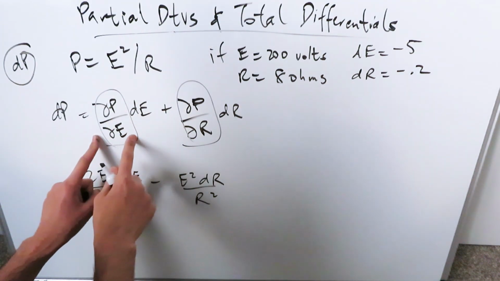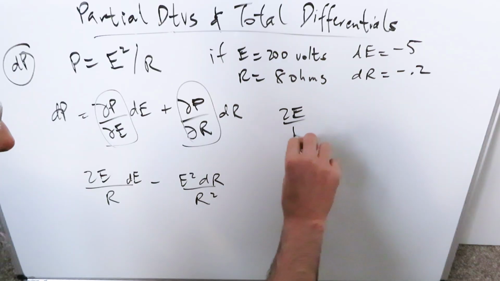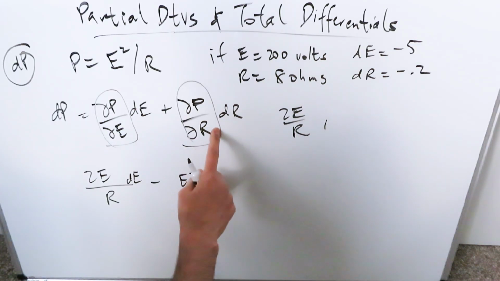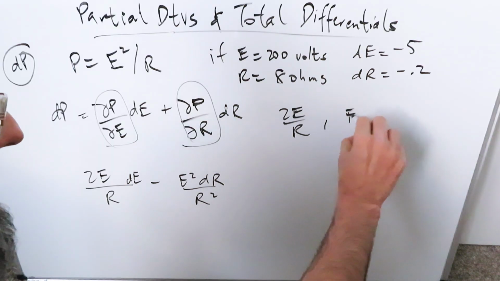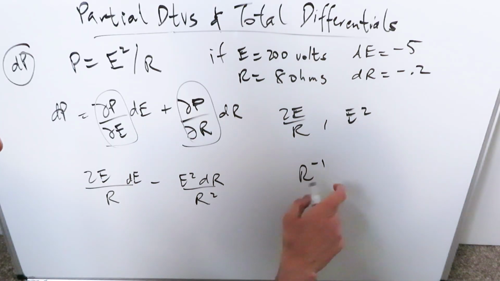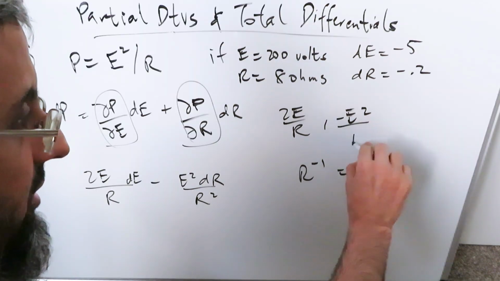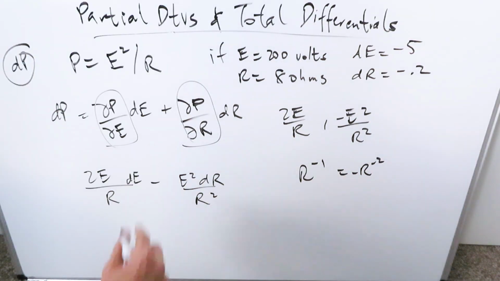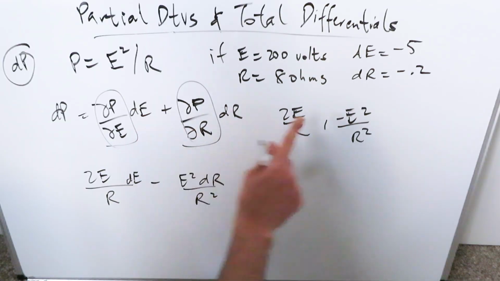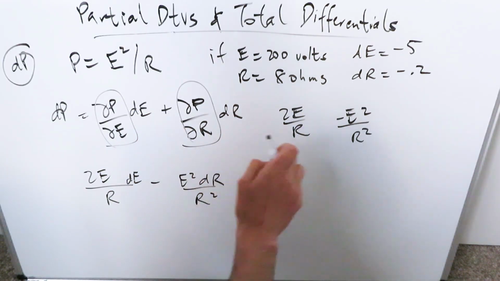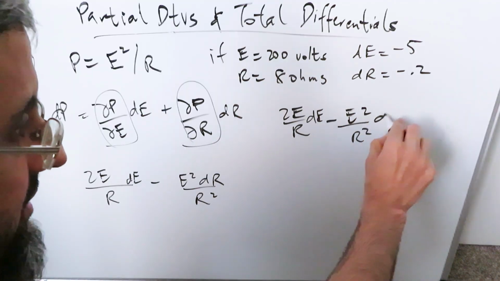The partial derivative with respect to the e variable, where r is treated as a constant, will be 2e over r. The partial derivative with respect to r, where e is treated as a constant, will be e square, and you're doing a derivative of r to the minus 1, it will be minus r to the power minus 2. So it will be minus e square over r square. Bring these in with these items over here. I have a de and I have a dr, with this minus, I'll just put it right here, and a dr.